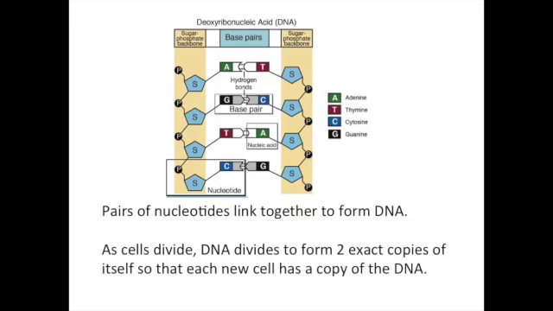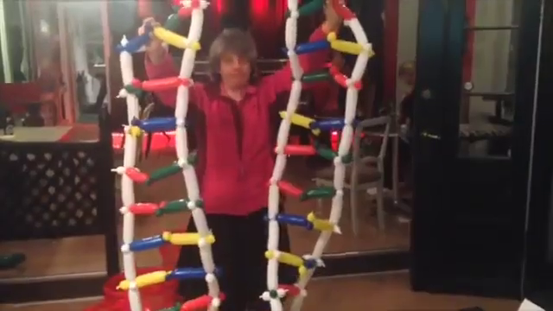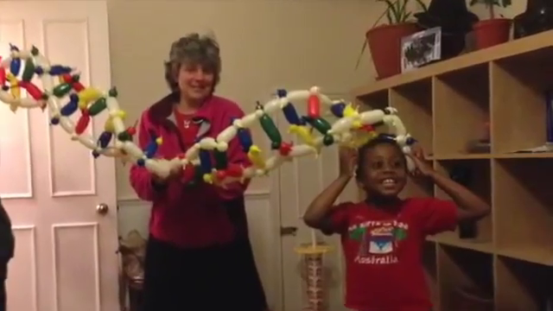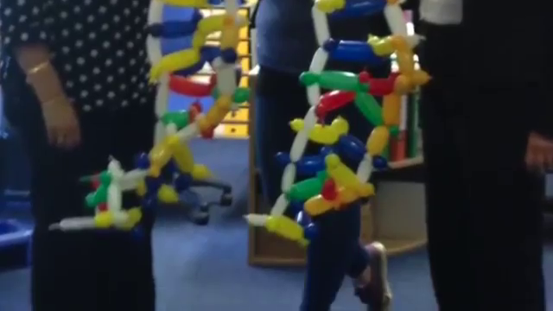As cells divide, DNA divides to form two exact copies of itself, so that each new cell has a copy of the DNA. The nucleotides in the DNA separate, and new nucleotides that are floating in the nucleus of the cell join onto the two parts to make two exact copies of the DNA. As the DNA splits lengthwise, the nucleus itself splits into two, replacing the original cell by two new cells that are exact copies of the original cell.